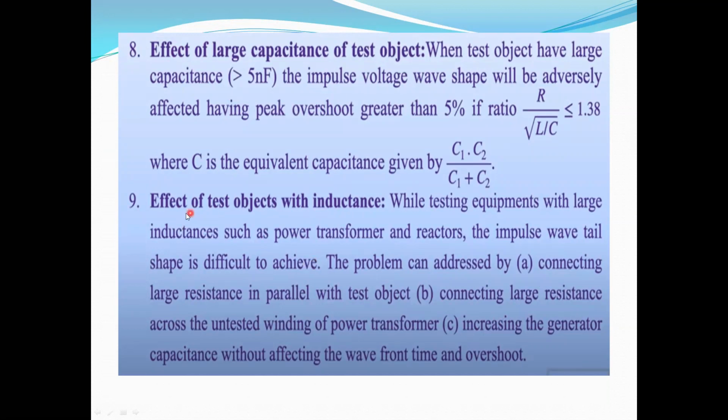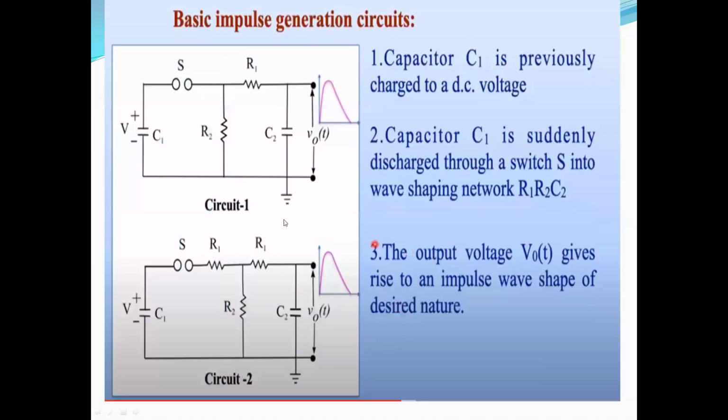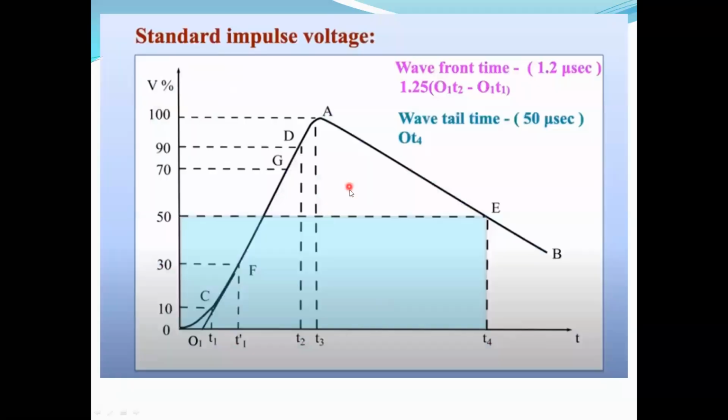Another concept, effect of test object with inductance. This is also one of the major concepts. How to overcome the inductance effect: by connecting a large resistance in parallel with the test object, connecting a large resistance across the untested winding of the power transformer, and increasing the generator capacitance without affecting the wave front time. Our main intention is to get the wave front time and wave tail time in a proper manner.